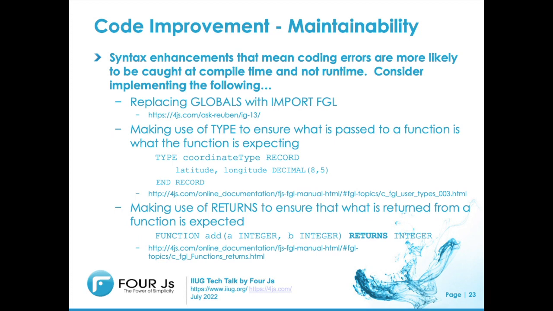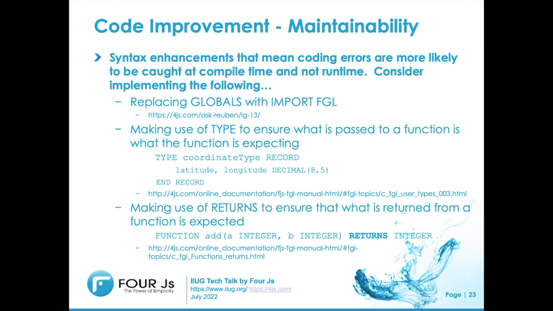Globals are prone to causing errors because they are compiled into the 4GL. If you change the global files, you have to recompile all usages of that global file. If you did not use a globals file, then you have to ensure that any global variables defined are the same in every 4GL. We introduced import FGL, which I'll talk about later, but you can use this to ensure that any application variables are defined the same across your application.